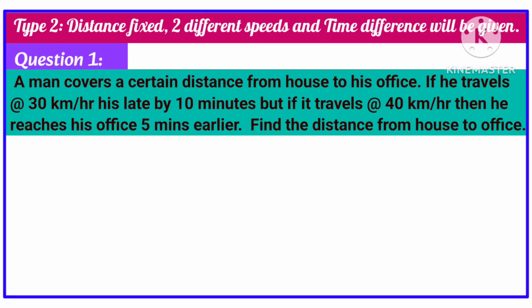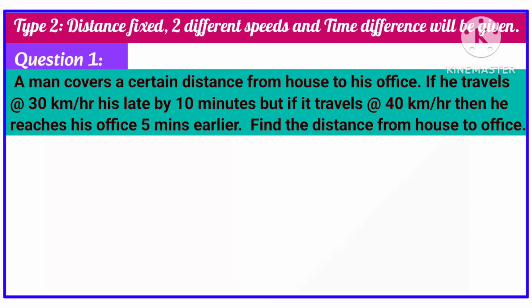So let us start with type 2, where a fixed distance will be given. That means a certain distance will be given, but that particular distance will be traveled using two different speeds, and for traveling at such two different speeds, the time difference will be given, and you will be asked to find out that particular distance. So let us go through a question to get the concept clear.